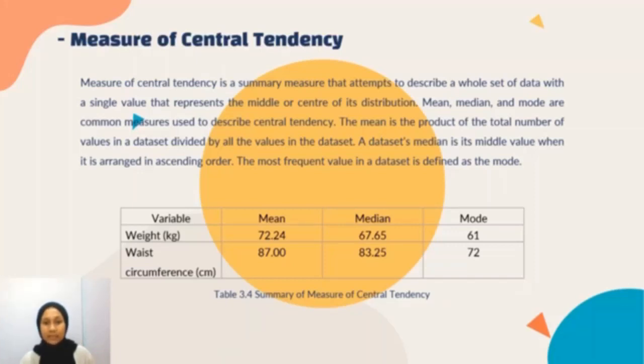The table indicates that the average weight is 72.24 kg, half of the persons weigh more than 67.75 kg, and the other half weigh less than 67.75 kg. Most persons weigh 61 kg. As for waist circumference, the average is 87 cm, half of the persons have a waist circumference more than 83.25 cm, and the other half less than 83.25 cm. Most persons have a waist circumference of 72 cm.